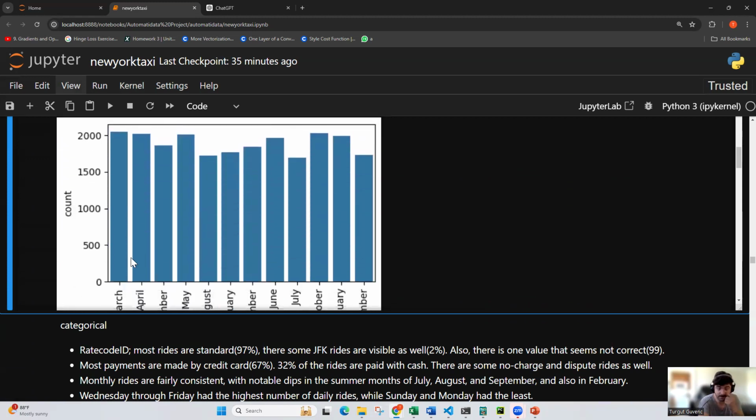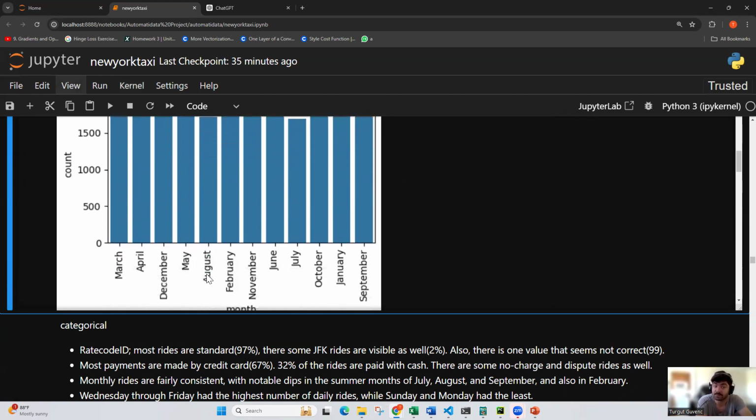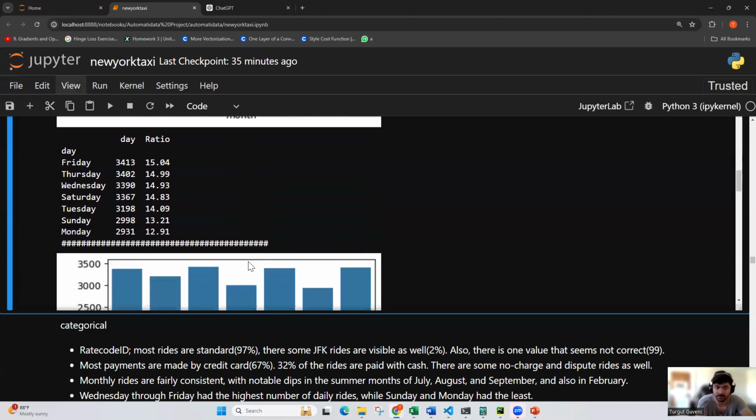What are we seeing here? If the count is higher, that means there are more trips in that month. For example, there are more trips in October and more trips in May, right? This is how we can observe our values. This gives us some idea: there are fewer trips in July, fewer trips in the summer months. We can always understand this from the visualization.